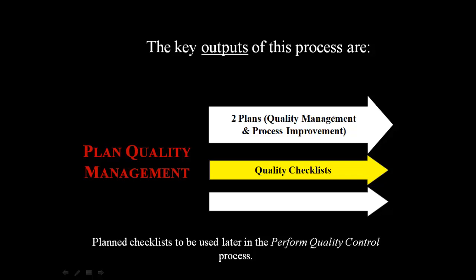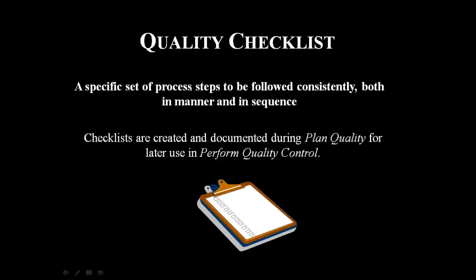Next, we have the quality checklist, a specific set of process steps to be followed consistently, both in a manner and in sequence. So in this case, you would have a checklist where you would say, okay, is this done? Point number two is done or not. So this is a kind of checklist where you would go through all the points marked in it. Checklists are created and documented in plan quality for later use in quality control. So the checklist would be created here, but it would be used majorly in the quality control process.